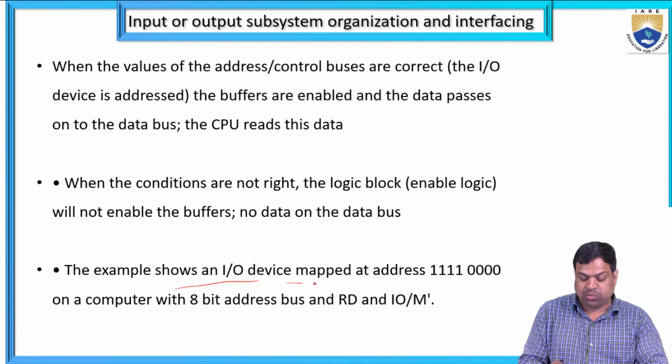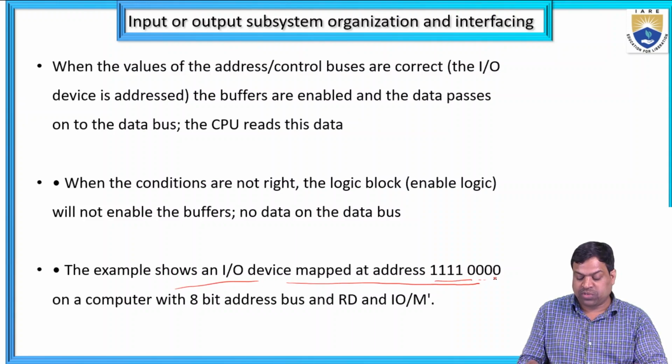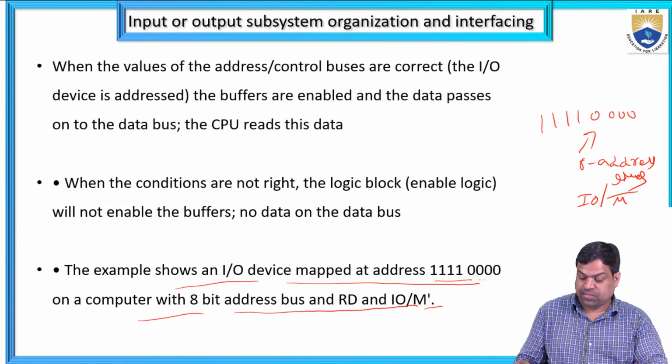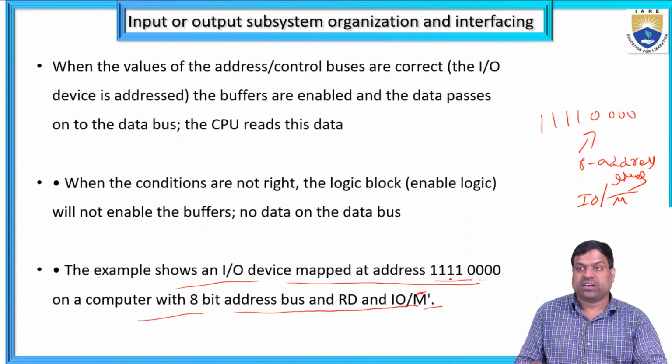For example, shown is an input-output device mapped with 11111000 in a computer with an 8-bit address bus, read IO map. So when I take input-output with memory bar, it means the write operation. Memory means read operation.